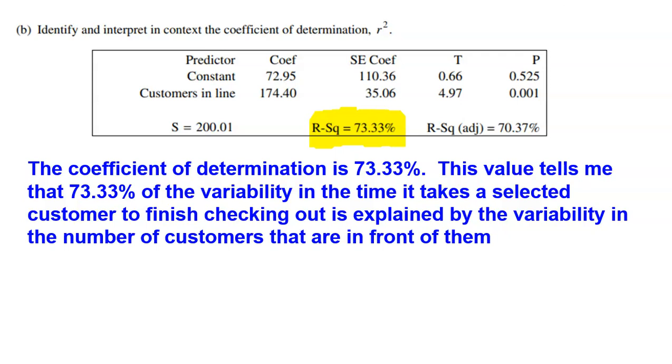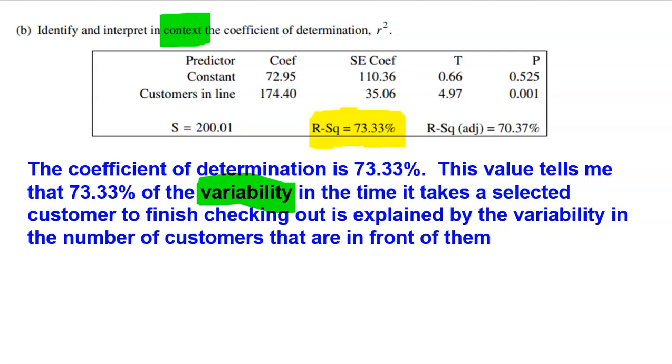Typically, when we grade this, we're looking that you talk about the variability in the y. Don't just say 73% of the y values, because it's really more about the different y values. The y values in this particular problem, because again, we got to do context, is the time it takes a customer to finish checking out. And that is explained by the variability. So notice I use the word variability again there, because not only are the y's varying, the times it takes to check out, but also the number of people in front of me is also varying. So having that word variability in there twice is actually really important.